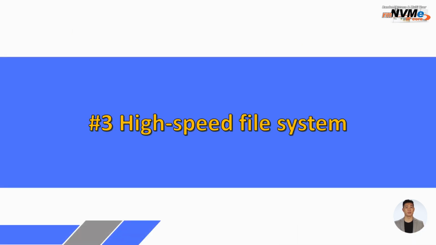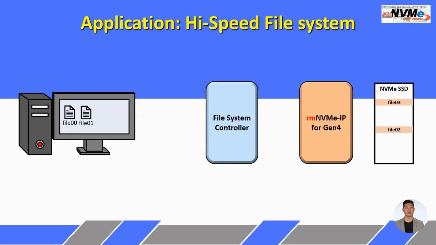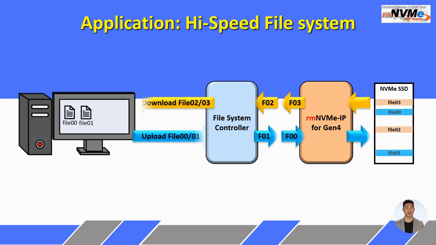Third, the example application is a high-speed file system. Typically, the file system device driver in an operating system must support 2 key features to ensure efficient data storage and retrieval. Firstly, the file system must support random access. This allows for data to be split into small blocks and stored in different areas of the storage, maximizing the utilization of available storage space.